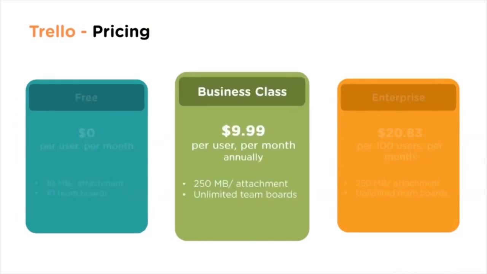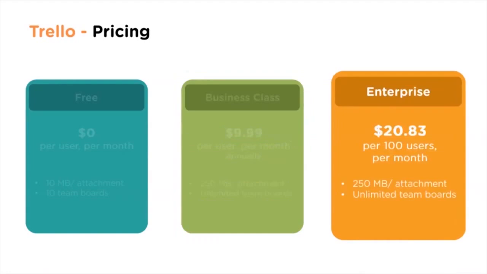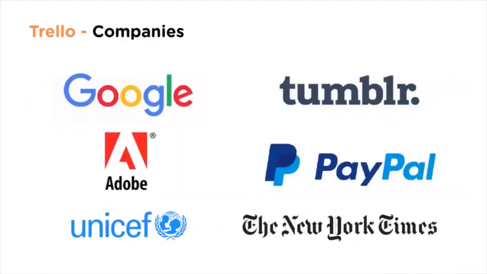So the pricing includes it is free for 10 MB per attachment and 10 team boards. Business class includes 250 MB attachment, unlimited team boards, and it costs $9.99 per user per month annually. Enterprise version provides 250 MB per attachment, unlimited team boards, and costs around $20.83 per 100 users per month. The companies who use Trello are Google, Adobe, PayPal, UNICEF, the New York Times, etc.